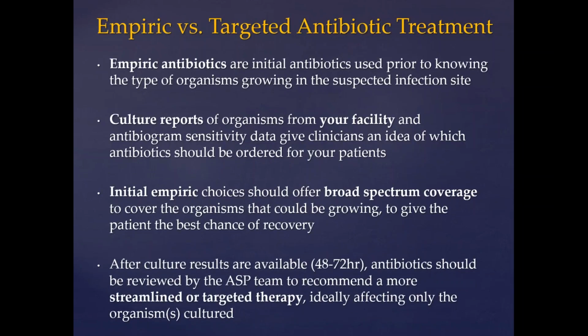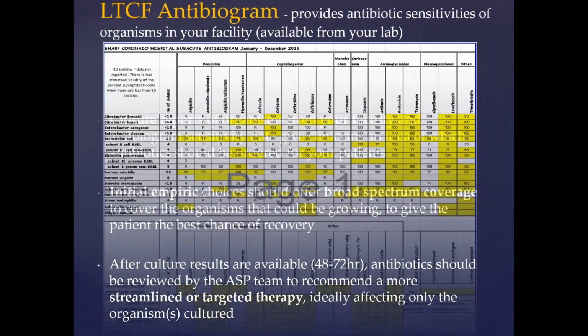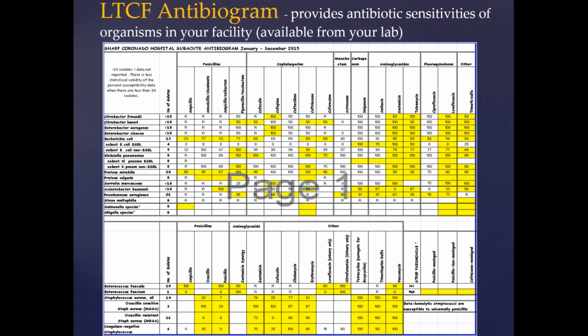And then after the culture results are available, usually 48 to 72 hours, antibiotics should be reviewed by the ASP team to recommend a more streamlined or targeted therapy, ideally only affecting the organism that was cultured. Now this is an example of our antibiogram, and over here you have the organisms, over here the antibiotics, and these numbers are the percent that are covered by the respective antibiotic for that organism.